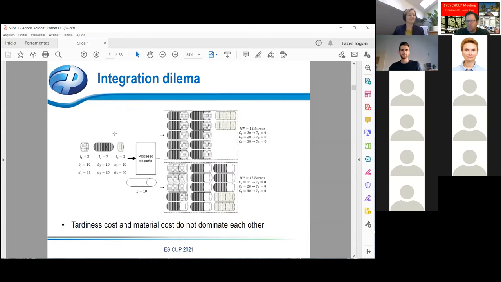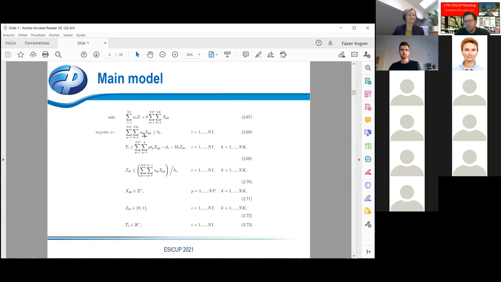The tardiness cost and material cost do not dominate each other. With simple examples, we can make sure this is not the truth, especially when we have different processing times for each item. Well, having this motivation in mind, we bring our main model.